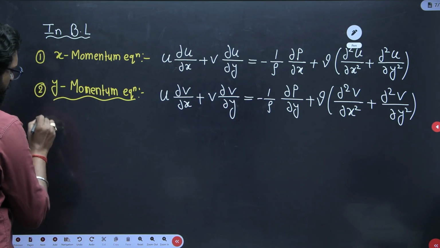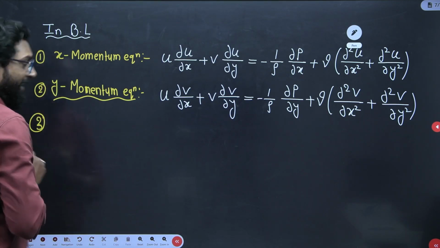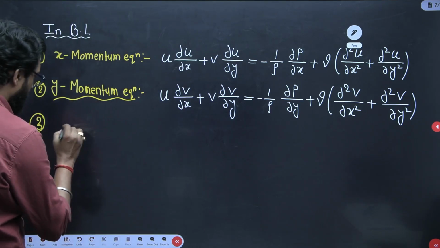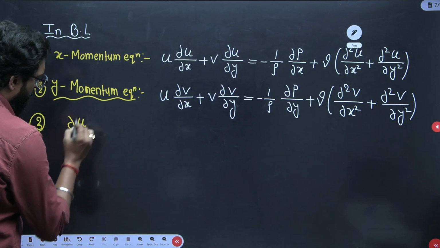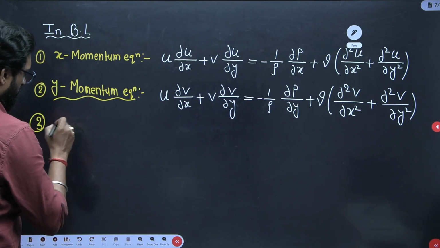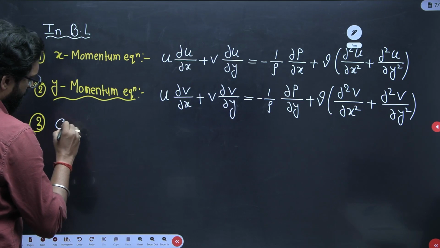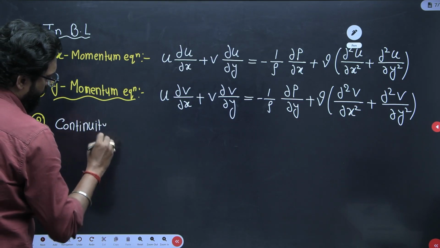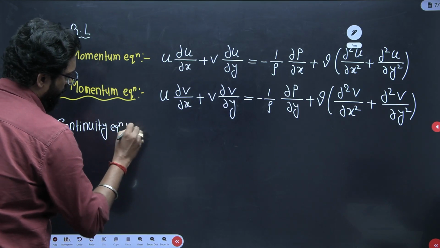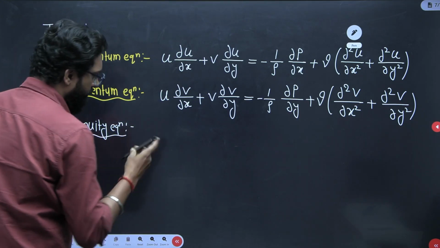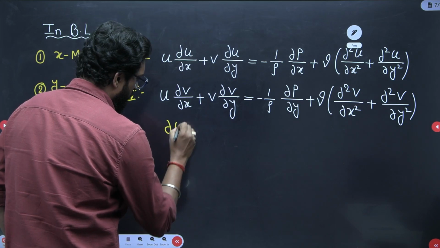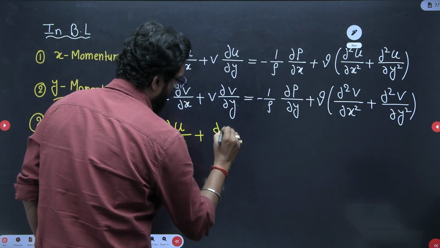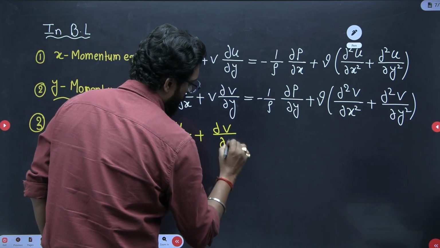This is the first, second, and the third one. We require these three equations for the analysis of boundary layer flow over a flat plate. This is your continuity equation. What is the continuity equation? Dou u by dou x plus dou v by dou y is equal to zero.